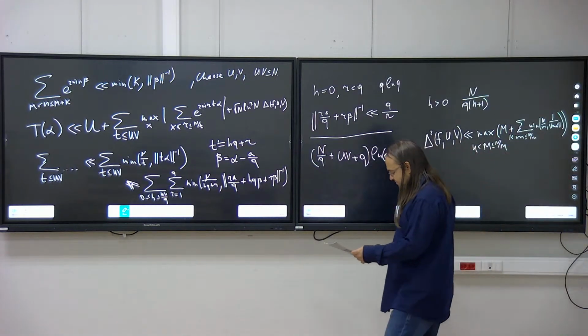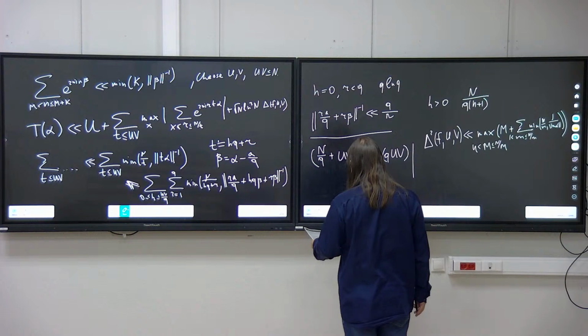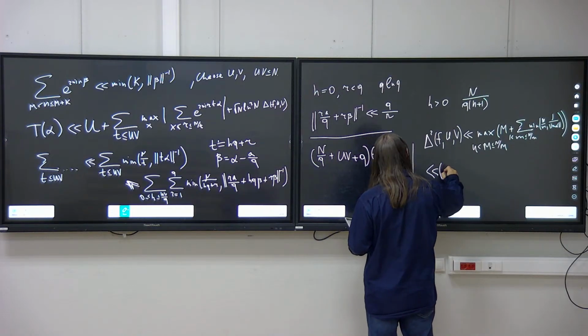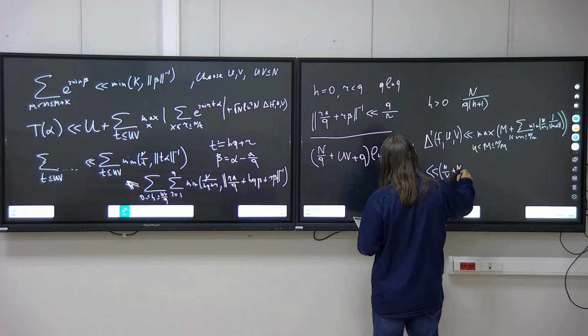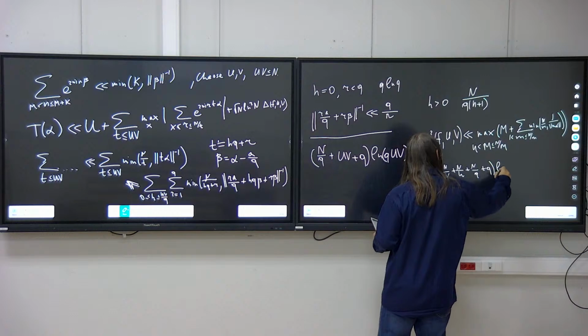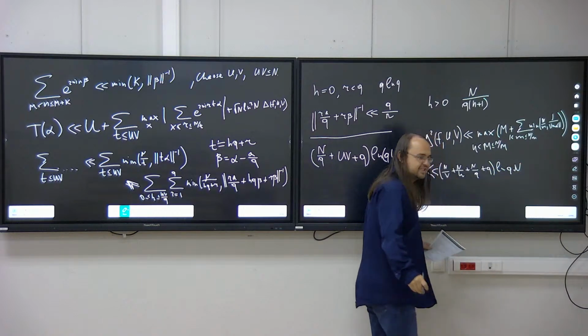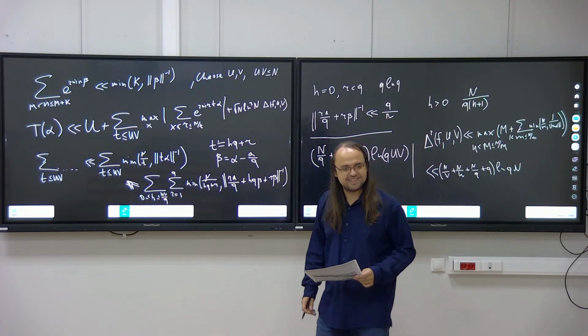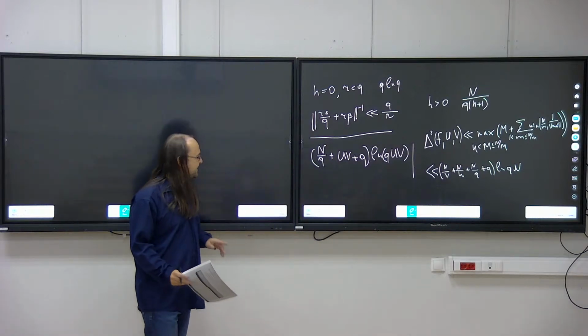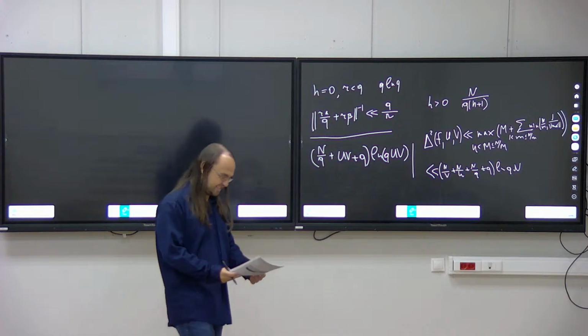And so you still get a linear sum, and so everything goes well. And so this can be bounded by n over v plus n over u plus n over q plus q log q n. This is an exercise for a very, very interested listener. Just complete the computation.